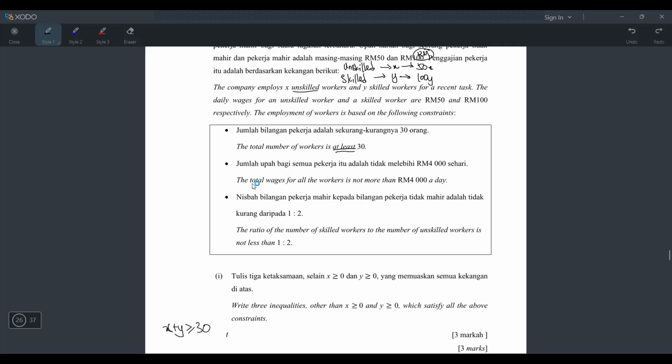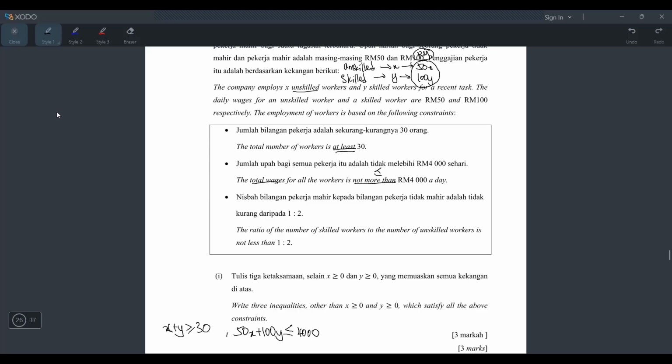The second one is talking about total wages. When it's about wages, we have to look at the back part already. Total wages for all workers is not more than 4,000. So for all workers, 50X plus 100Y. But what's the symbol this time? Not more than, tak melebihi, means smaller than or equal to. It can be smaller or equal, just cannot be more. So smaller than or equal to 4,000.